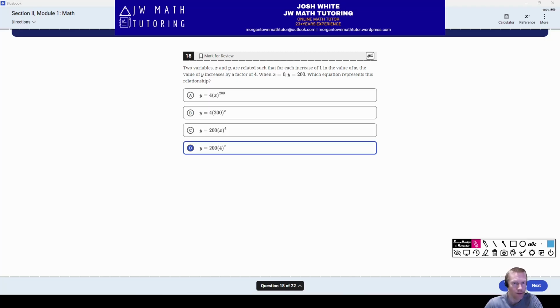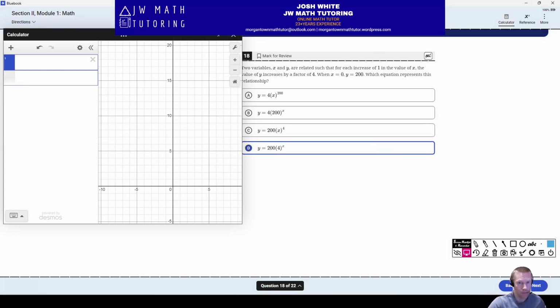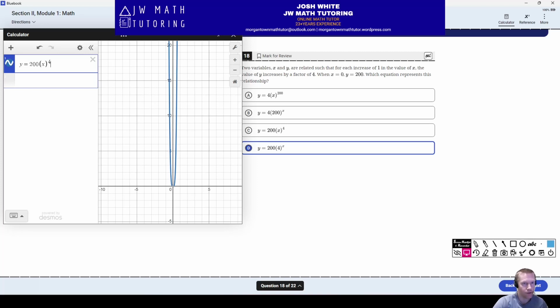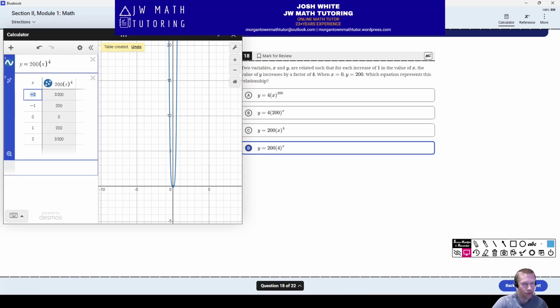You could just plug the values into a table, and I'll show you an example real quick. I won't go through all of them, but let's say you wanted to look at answer choice C, just hypothetically. So here's the graph of it. We go up here, click on the settings thing, we go to create table. So notice when I increase x by 1, 0 to 1, 1 to 2, and so on, is the y value increasing by a factor of 4? No. 0 times 4 is not 200. 200 times 4 is not 3200. So that doesn't meet that criteria.